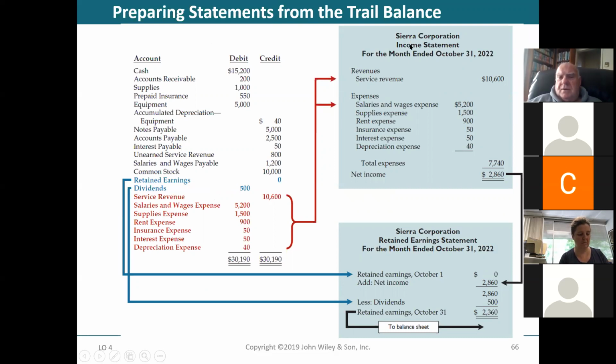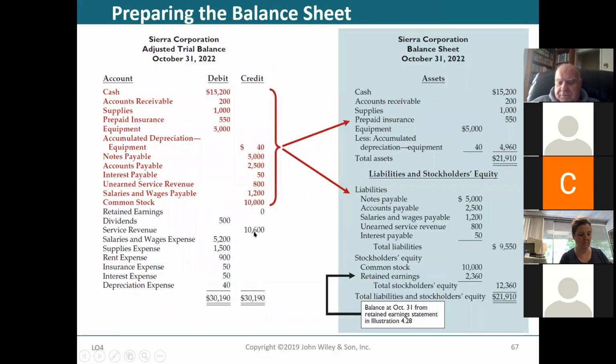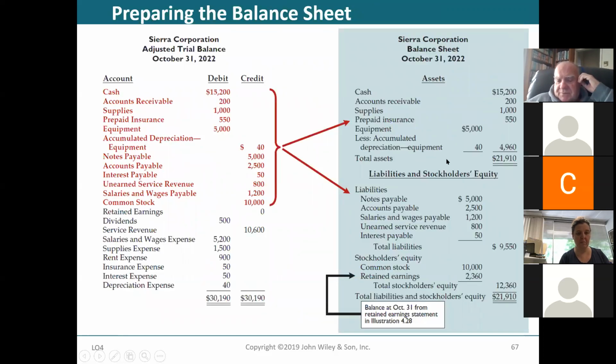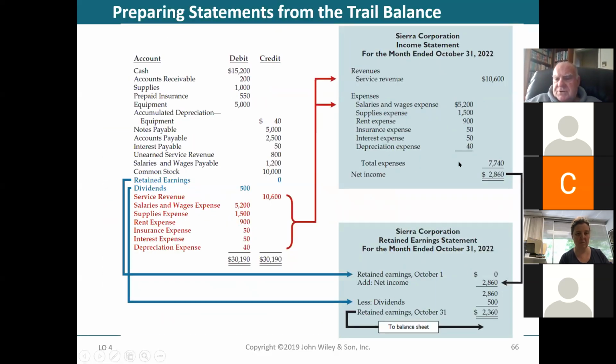Sierra Corporation income statement for the month ended. Revenues: what kind of revenues do they have? Service revenues, they call them, 10,600. What were the expenses? You just copy them right down from the trial balance. 52, 15, 900, 50, 50, 40. Total expenses were $7,740. Net income, $2,860. You okay with that, Susie?